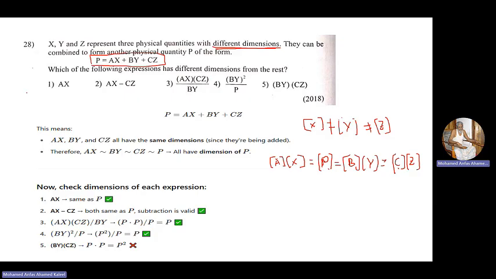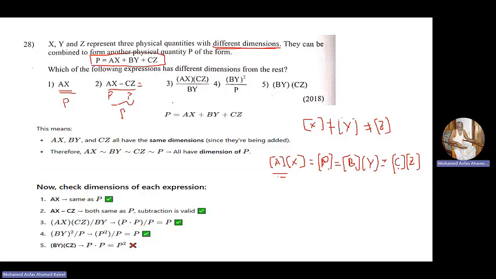Different dimensions from the rest. So we have to determine all of these. The dimension of AX is P, we know that. What about AX minus CZ? AX is here, CZ is also there. This one is P and this one is also P. Subtracting the same quantities gives the same quantity, so AX minus CZ also has the dimension P.